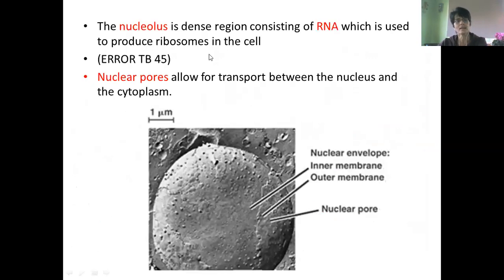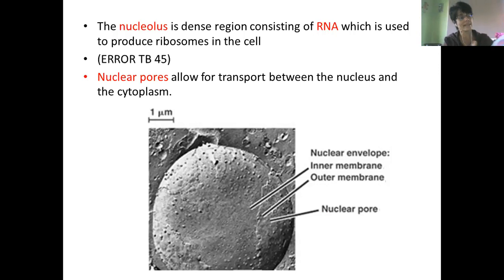All right, so now, as I said before, the nucleolus is not surrounded by a membrane. It's a region where RNA is stored, and RNA is used to make the ribosomes of the cell, and it's also used in a process called protein synthesis, which we learn about in grade 12.